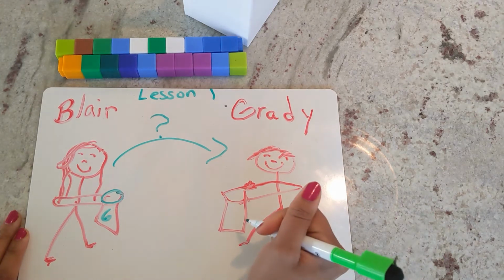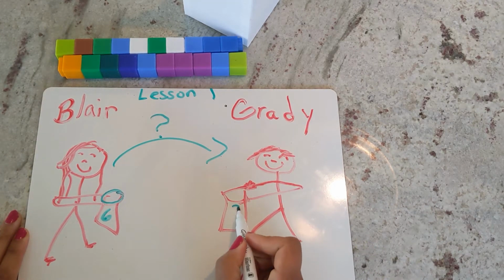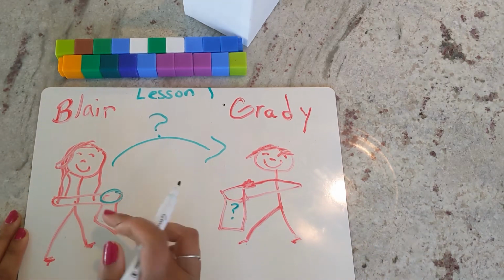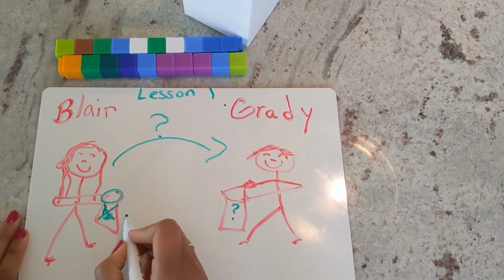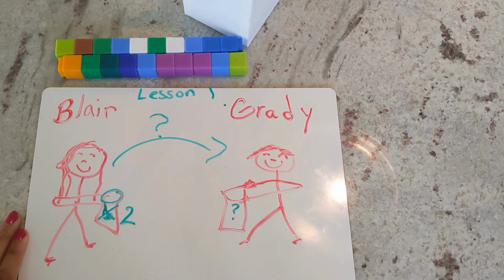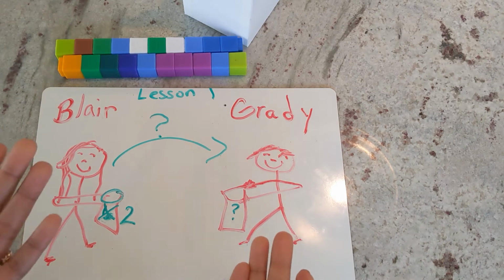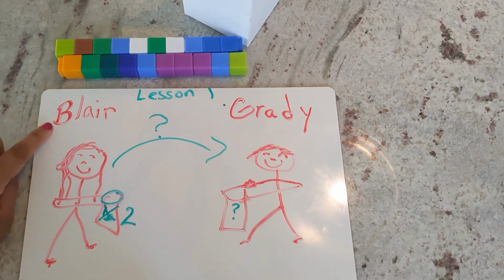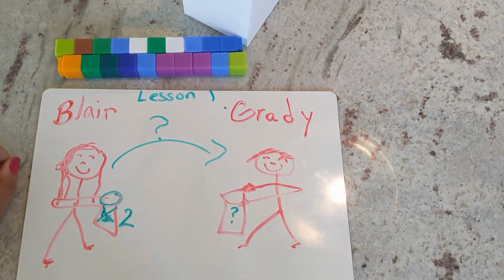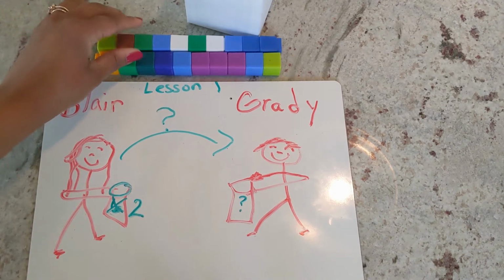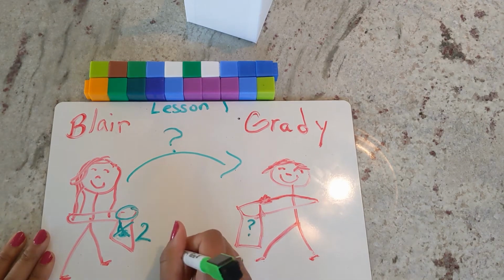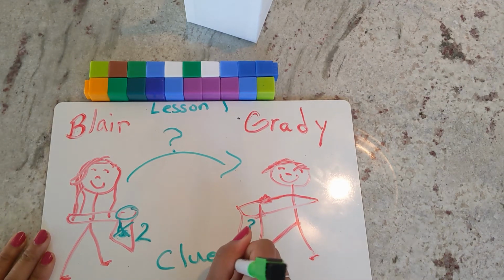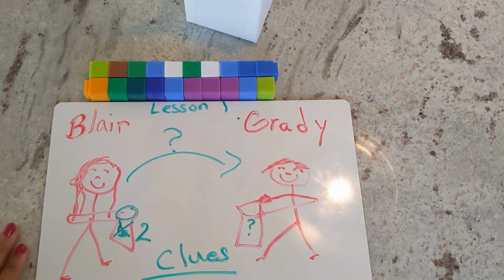Now, Grady, well, we don't know how many Grady has, but we do know that now instead of 6, Blair only has 2 seashells left. How many seashells did Blair give Grady? Now, before you start taking your cubes and thinking about this, I'd like to pull out the clues. What are the clues that we know in this problem?